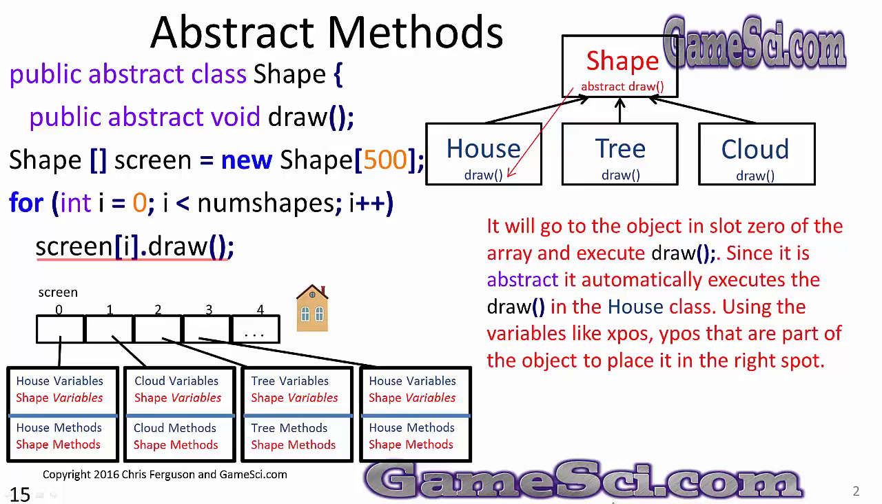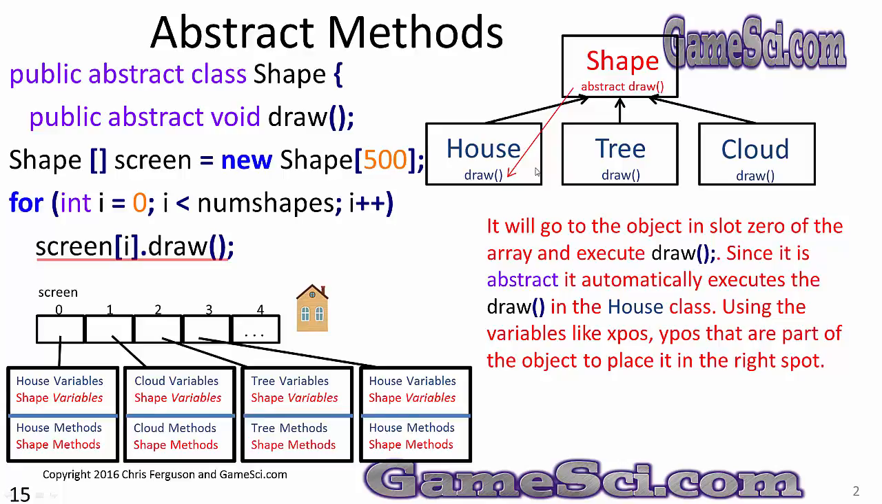Since I less than num shapes was true, it went in and executed the code inside the for loop. We got screen subscript of I dot draw, which executes the draw method for the object in slot 0 of the array. This will go to the object in slot 0 of the array and execute its draw. Since it's abstract, it automatically executes the draw in the house class. That's what I'm showing with the arrow up here. If shape calls draw, it'll go down the line and execute house's version of the draw.